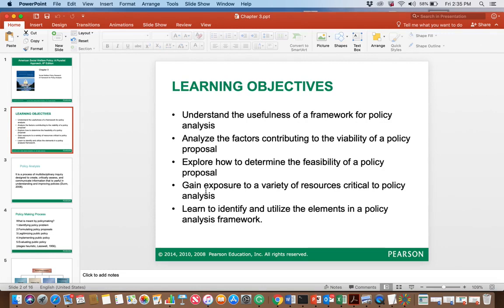4. Gain exposure to a variety of resources critical to policy analysis. Now, when we are talking about resources, we are talking about resources in terms of just the money, the personnel, the expertise, all those things that you need to make sure that any policy is effective. And finally, learn to identify and utilize elements in a policy analysis framework. Now, we are going to be looking forward to see what are those elements in the policy analysis framework that are critical.